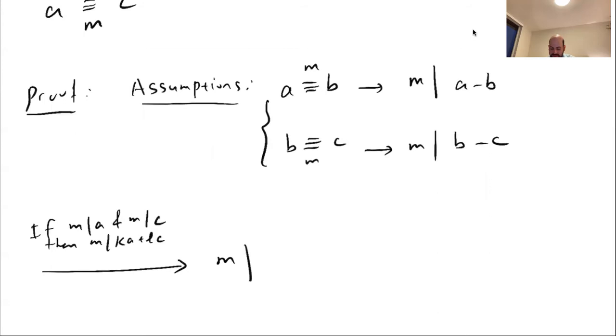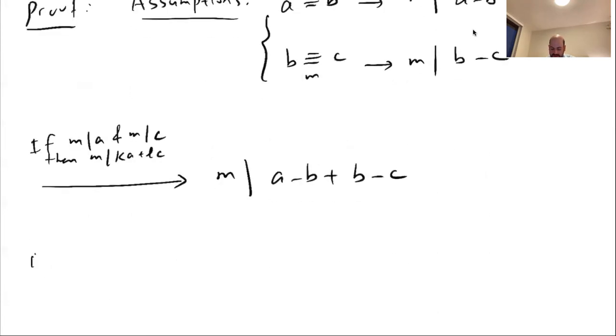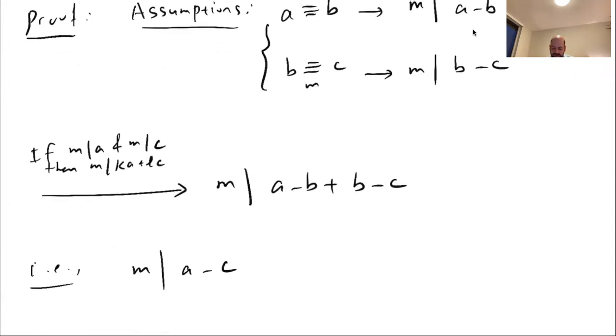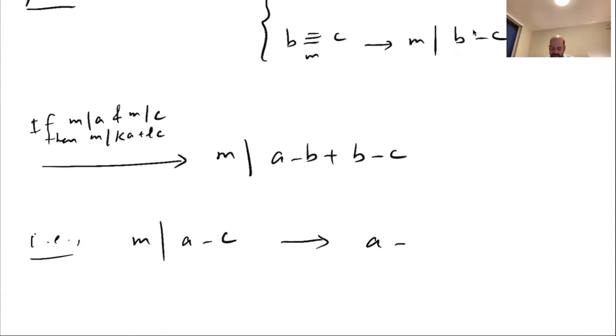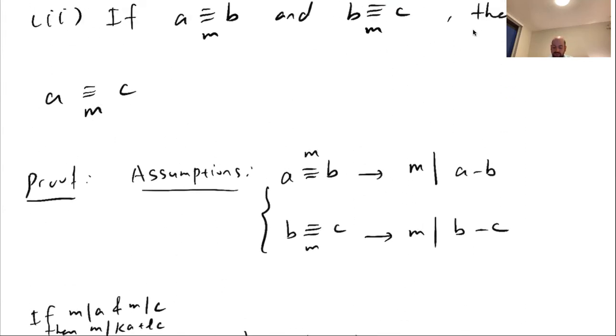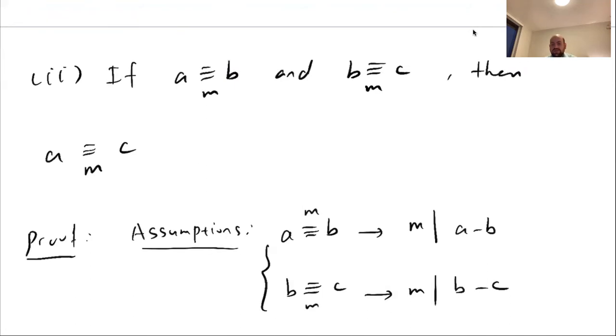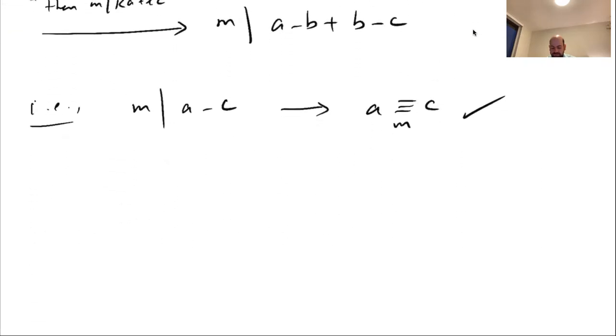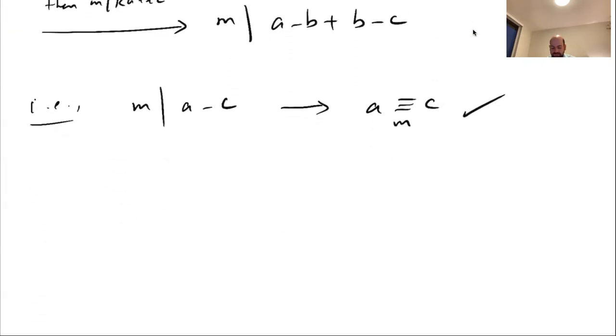So M divides A minus B plus B minus C, i.e. M divides A minus C. A minus B plus B minus C is A minus C. And that means A is congruent to C modulo M, which is what I needed. If M divides A minus C, that means A is congruent to C modulo M. Okay.